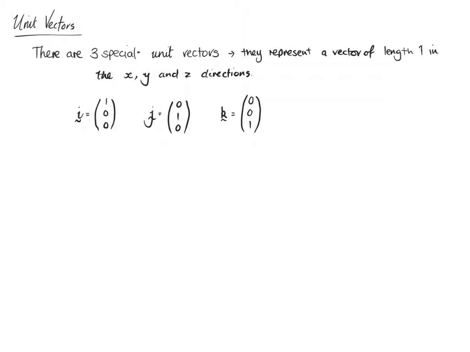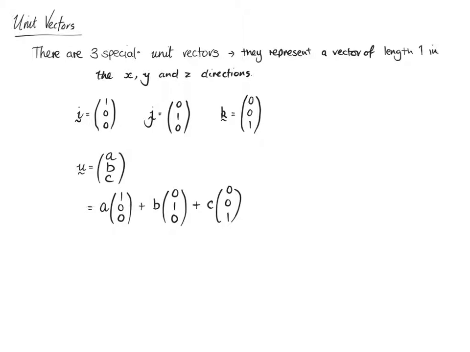So if we've got a vector, we'll call it u, which is a, b, c, we could say that that's equal to a times I, plus b times j, plus c times k. It's like saying that to get that a value, we can say it's a lots of this vector, 1, 0, 0, because we multiply it by that scalar, so 1 times a is just a.